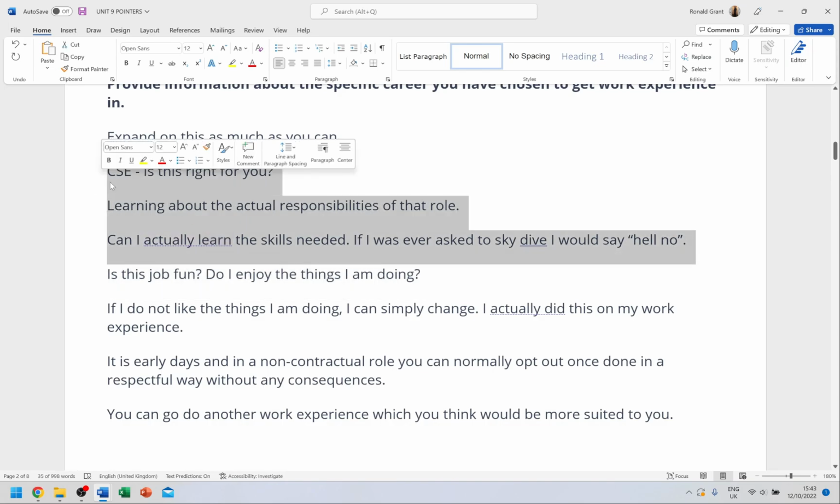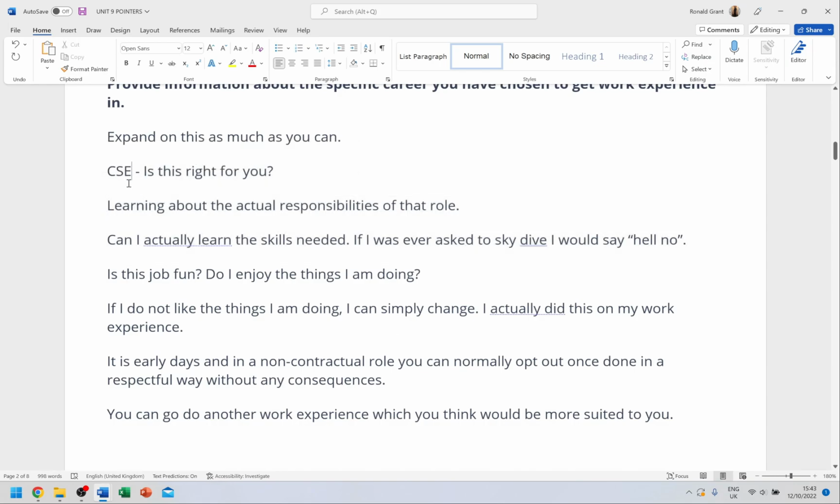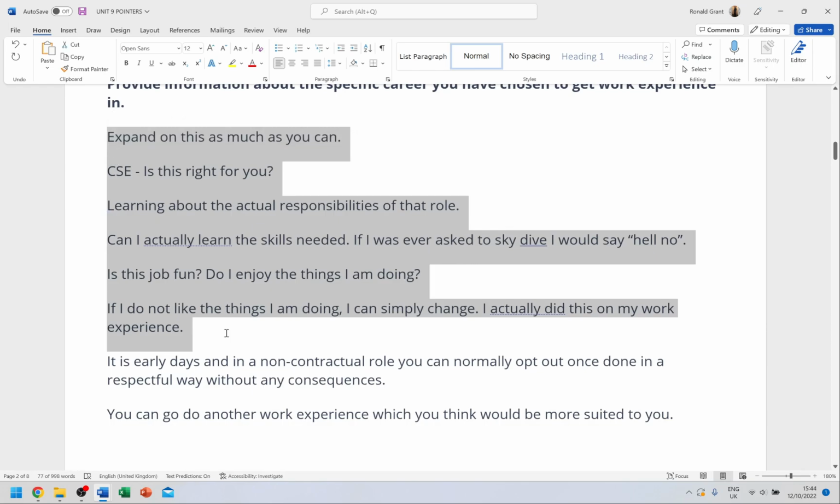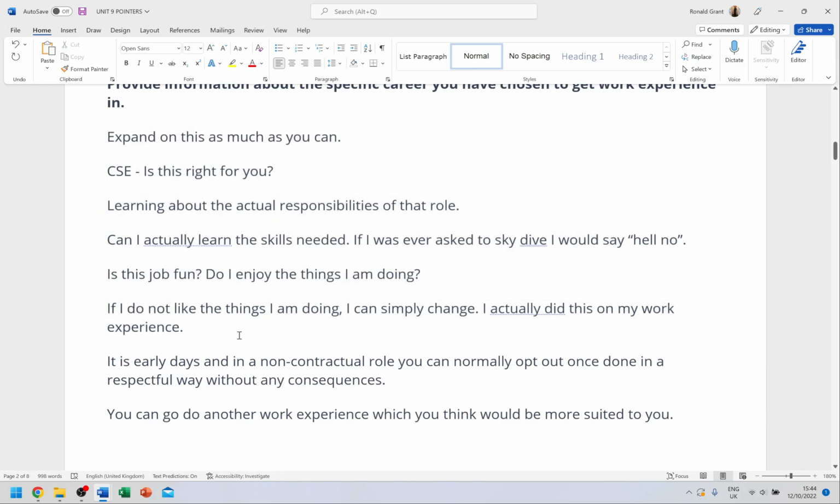If computer systems engineer gives you the same level of anxiety, maybe not the same, but you know what I mean, if it's not something you enjoy doing, if it's something you know you won't like, if it has a set of skills in that role that you think is definitely not right for me, then that's the whole point of work experience. You're going to ask yourself, is this job fun? Do I enjoy doing the things I am doing? I do not like these things I am doing. I can simply change. I actually did this on my work experience when I was about 16, 17. I didn't like it and I asked to be changed, and I actually ended up working as, let's say, an IT technician for my school instead.